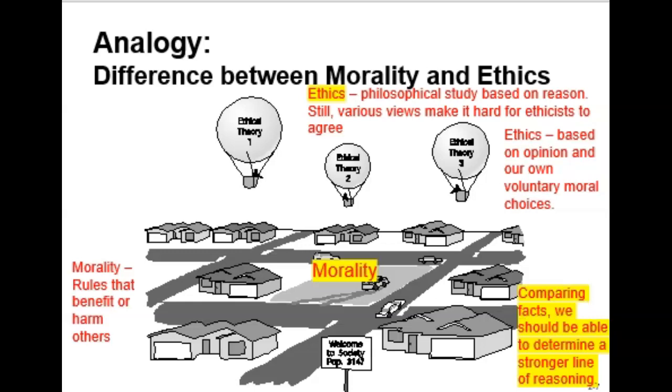There's ethical theory 1, ethical theory 2. We're going to study those. Like I said, we'll concentrate on 4 primarily, right? So ethics is based on opinion and our own voluntary moral choices, right? As opposed to morality, which you see down by the street. Morality are rules that benefit or harm others, like the rules of the road. Drive on the right side here in the U.S. Come to a complete stop at a stop sign. And so, comparing facts, we should be able to determine a stronger line of reasoning to balance these.